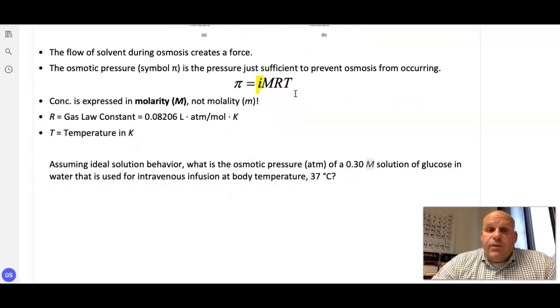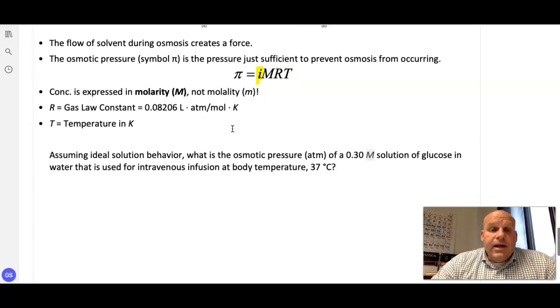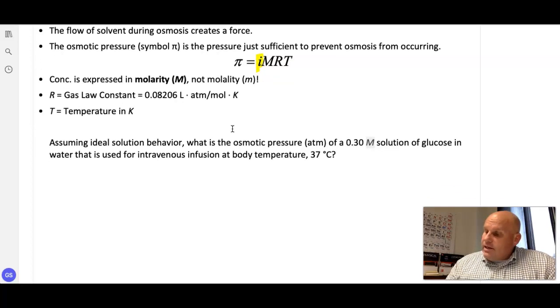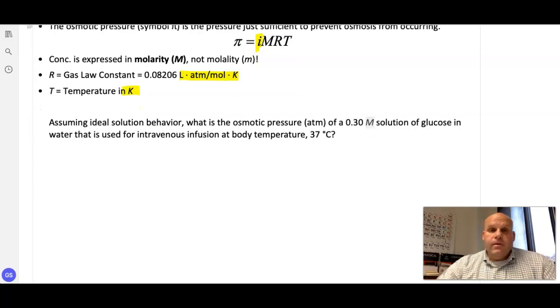Again, the concentration we're using is molarity, and you'll see that we have the gas law constant R and the temperature T. Because the gas law constant has a unit of liter atmosphere per mole Kelvin, that means our temperature needs to be in Kelvin. So be aware of that as I take a look at some problems. I have a problem here for us to try, so why don't you pause the video and copy that in your notes.